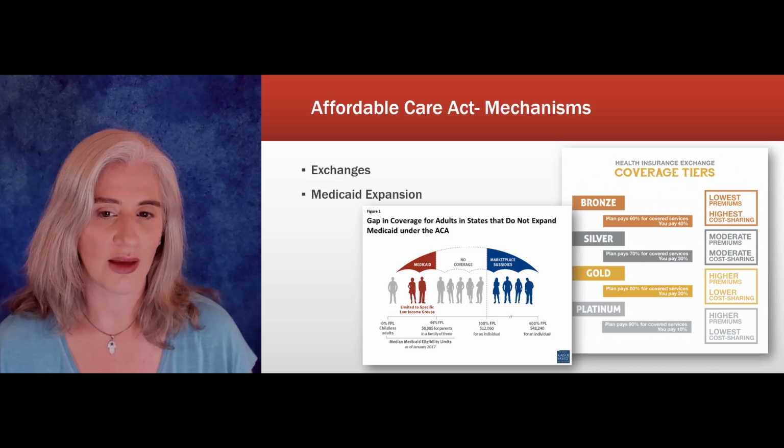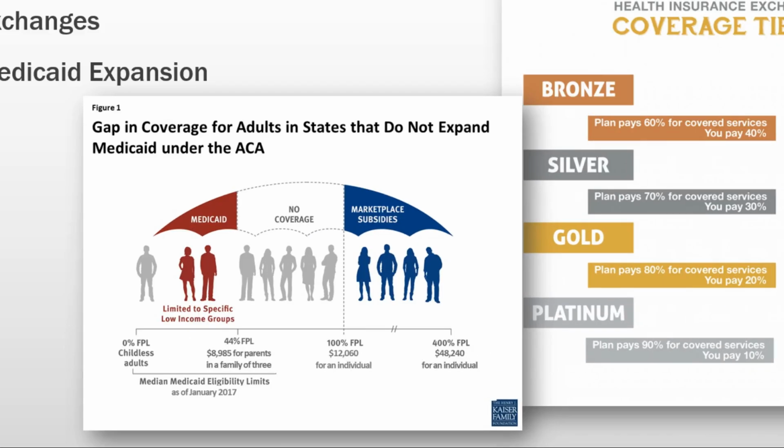And if you look at this diagram here, a lot of adults fell into this coverage gap space where they have incomes above the Medicaid eligibility limit, but below the lower limits for marketplace premium credits.